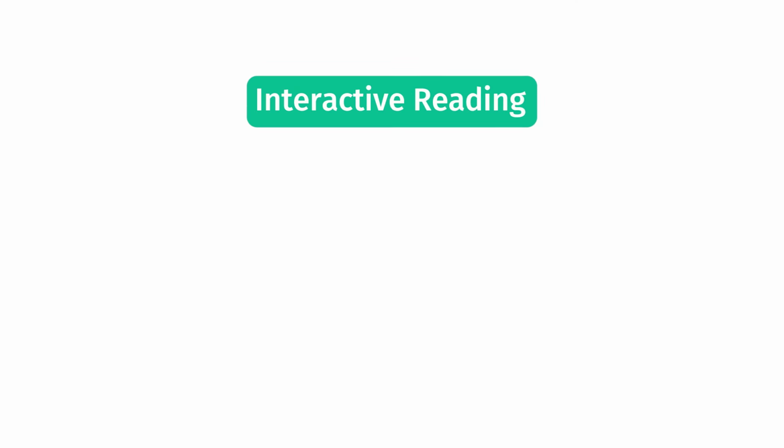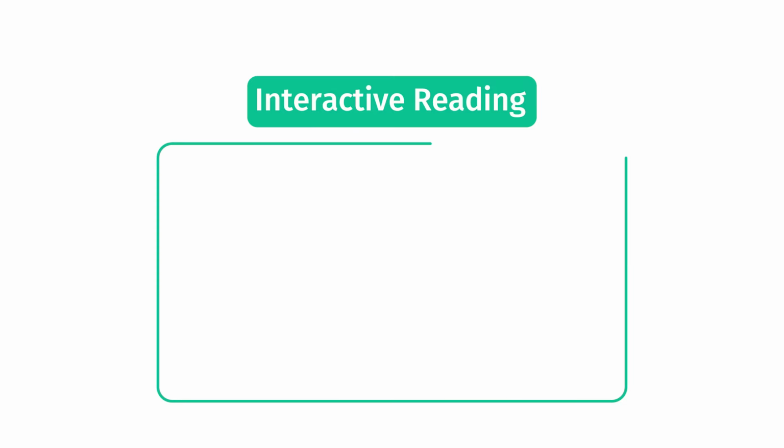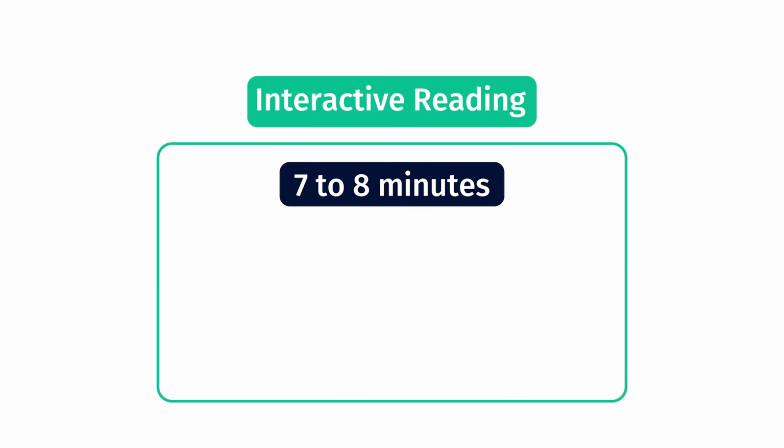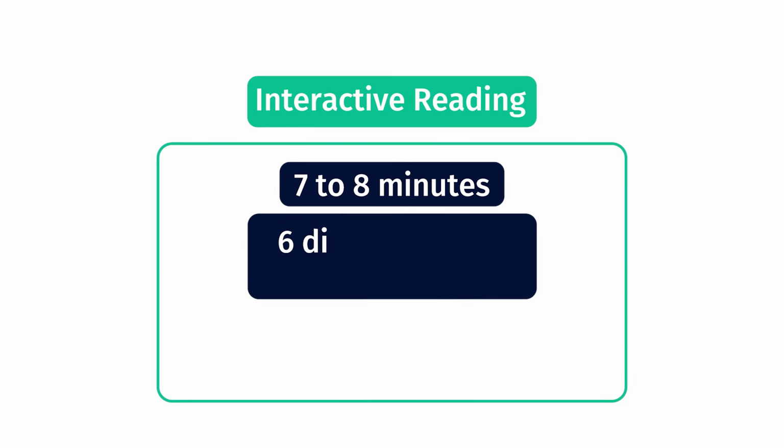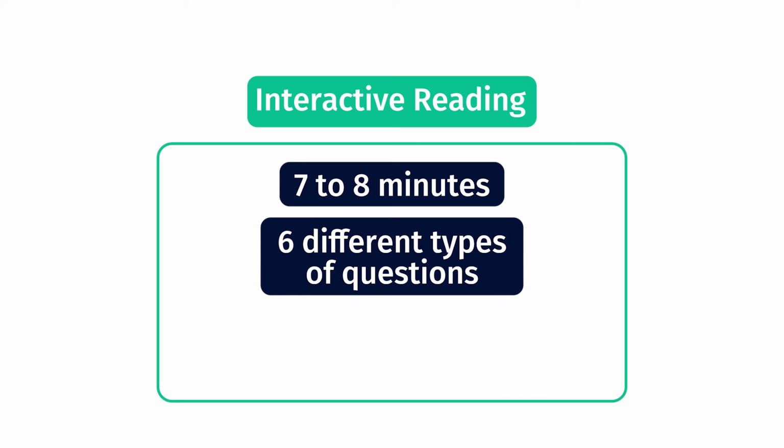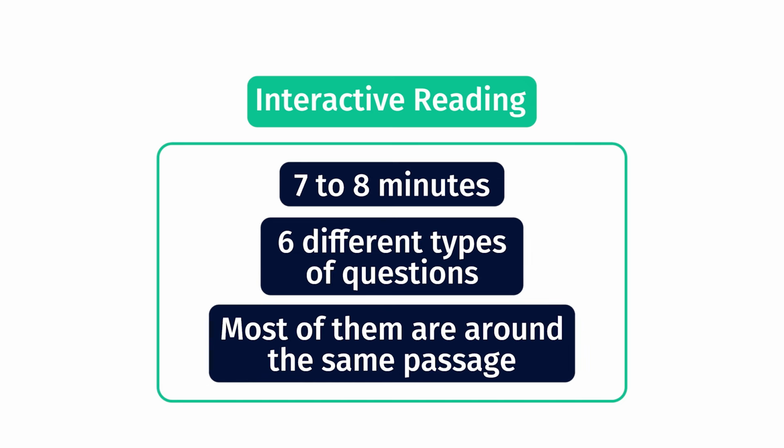Well, first of all, they're part of the interactive reading section. And that's a section where you have between 7 to 8 minutes and you answer 6 different types of questions, and most of them are around the same passage. And identify the idea is one of those 6 question types.